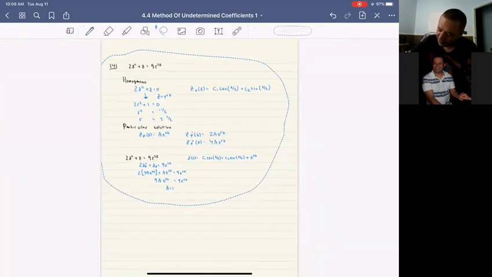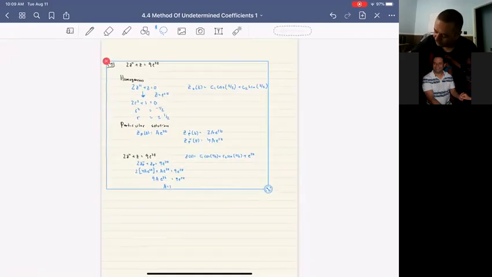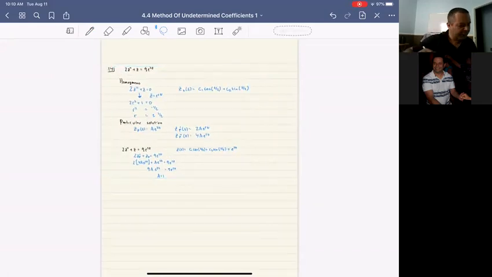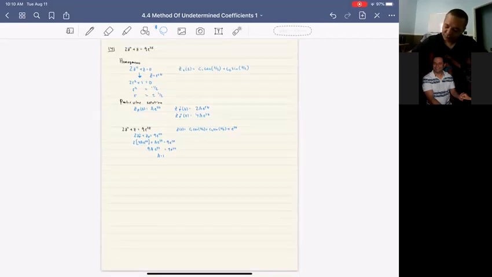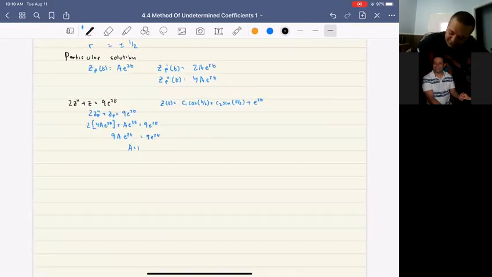We just make it a little smaller. Okay, so let's take this one, number 16, and it says theta double prime minus theta of t equals t sine of t.